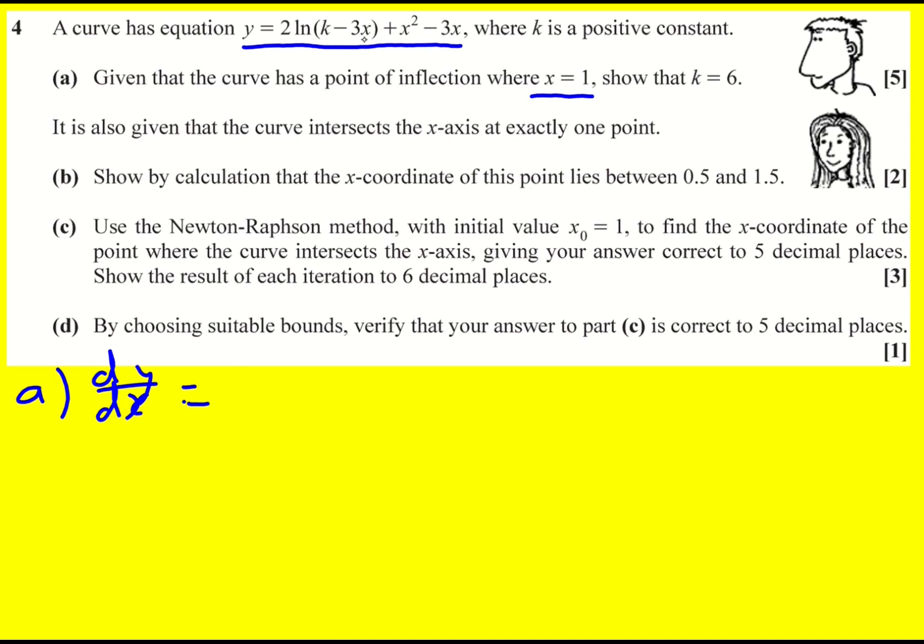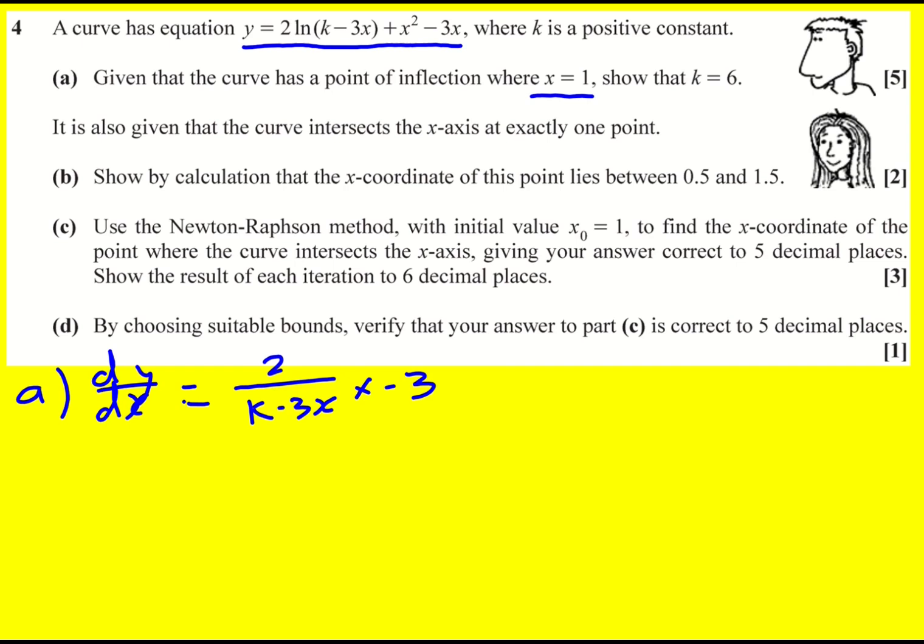So I've got 2 ln(k minus 3x). That's going to become 2 over (k minus 3x) when I differentiate. And I need to use the chain rule and times by the derivative of the inside, so I'm going to times by minus 3. You can do the chain rule in full, but ideally you want to learn how to do what we call the outside inside rule.